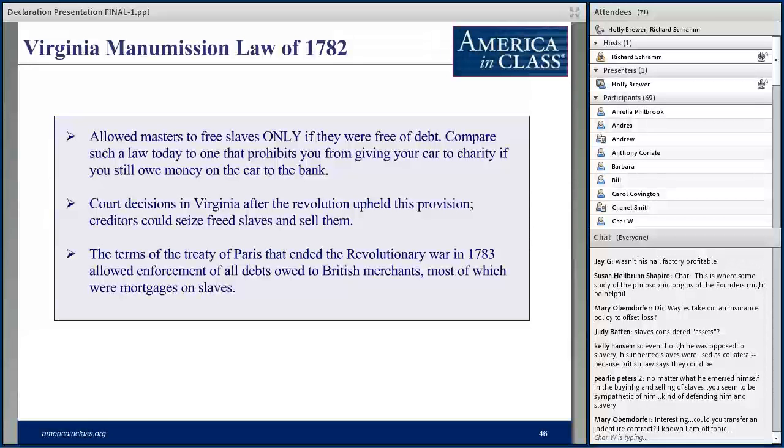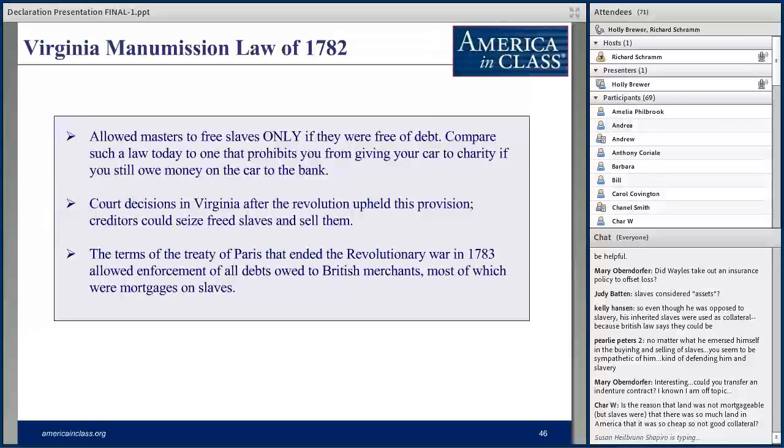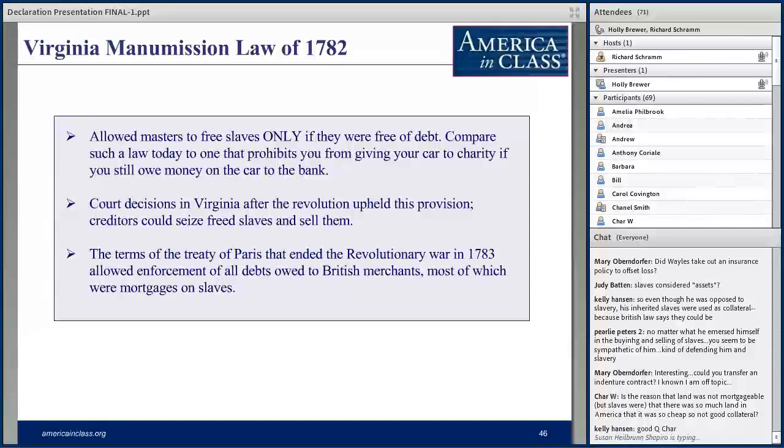I'll talk a little bit more about Jefferson, but the terms of the Treaty of Paris that ended the Revolutionary War in 1783 allowed enforcement of all debts owed to British merchants, most of which were mortgages on slaves. So this isn't just about Jefferson. This is about, more broadly, everybody who owed debts to British merchants had to pay them back at a particular percent interest, and most of those mortgages were against slaves. So in some fundamental level, the terms of the Treaty of Paris that ended the Revolution kept in place the common law of empire that turned people into property.